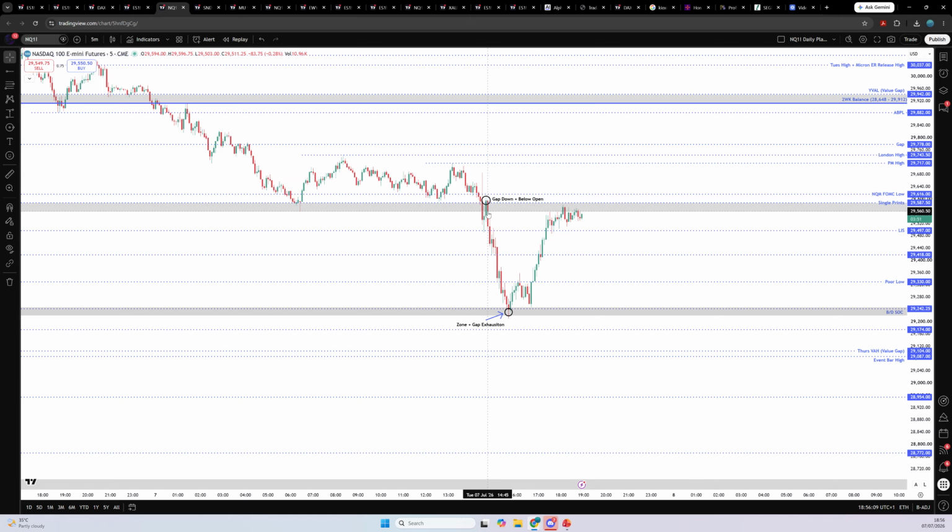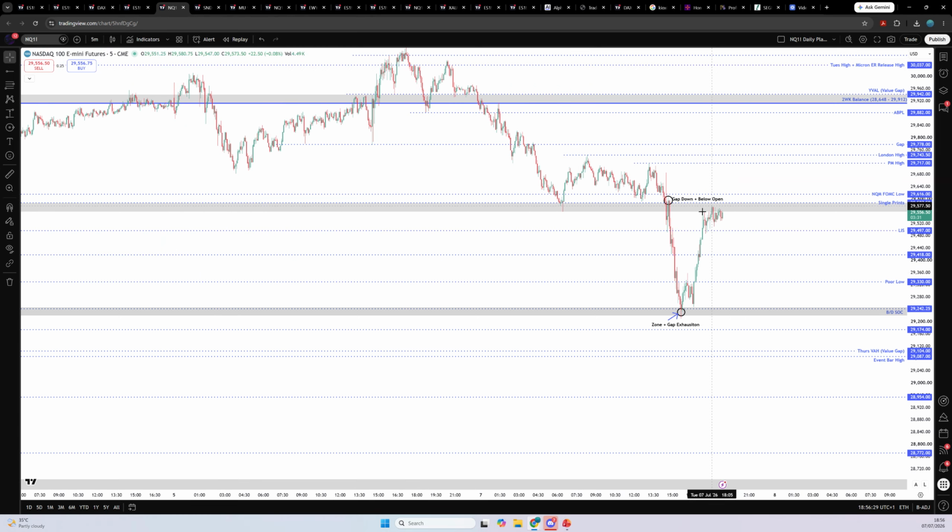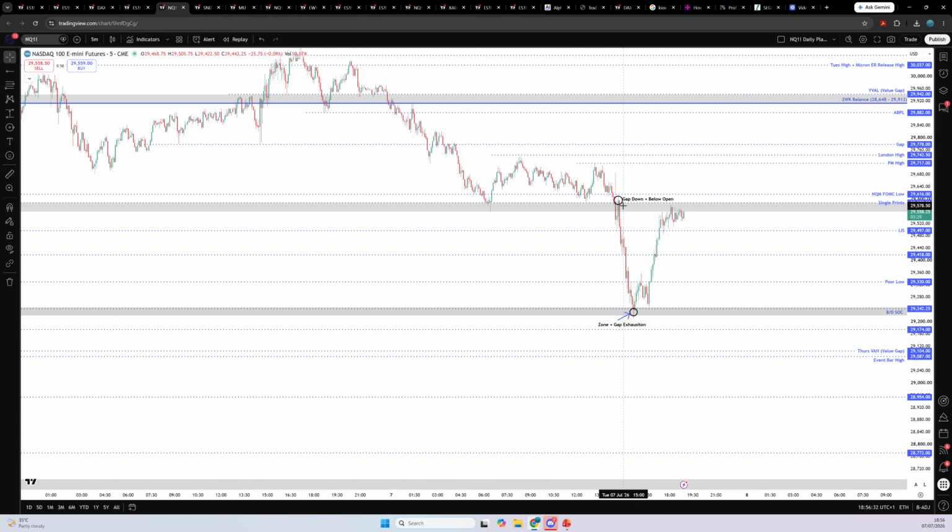Now, this gap down wasn't at a random location. Instead, observe, it was right at the single prints from Thursday. These are the same single prints that split the upper distribution and the lower distribution on Thursday. And look where the lower distribution low is. It has a poor low there, which means any acceptance below the single prints, below today's open, would have put NQ inside Thursday's lower distribution.